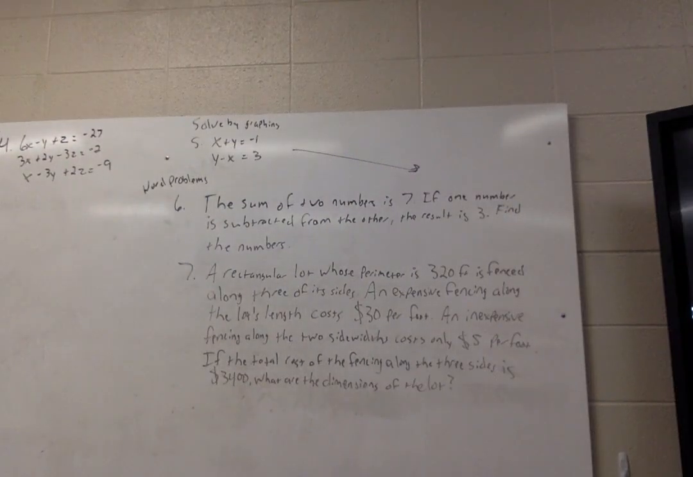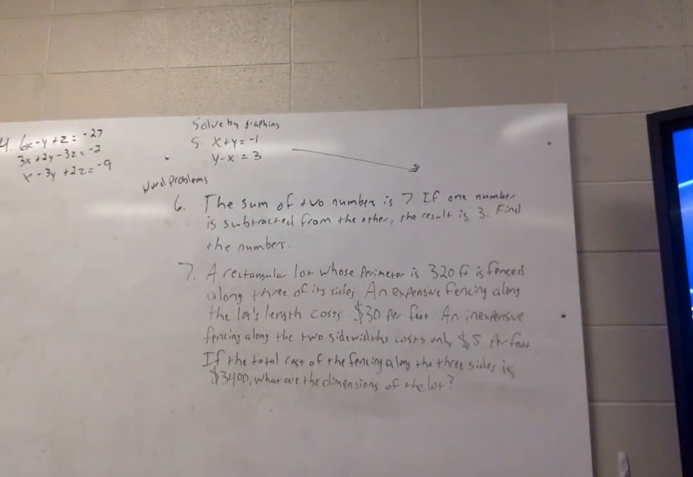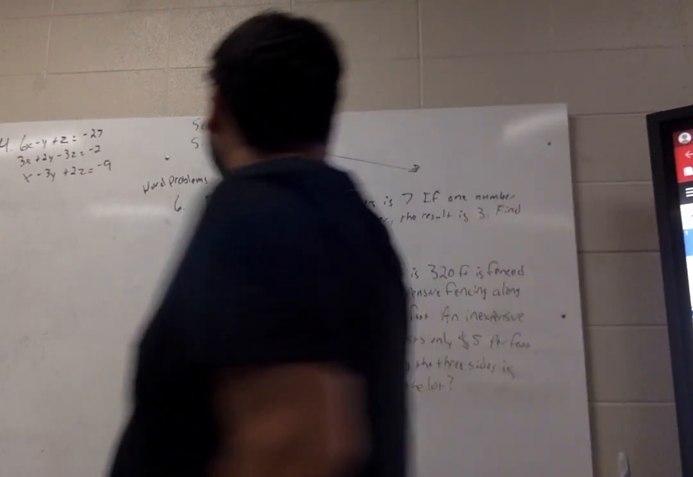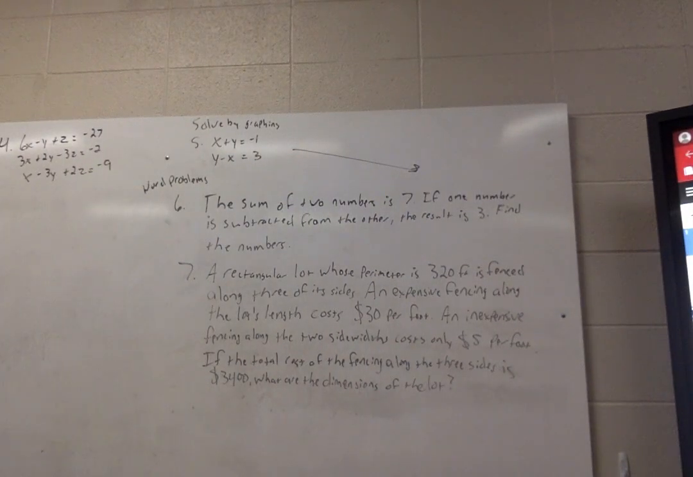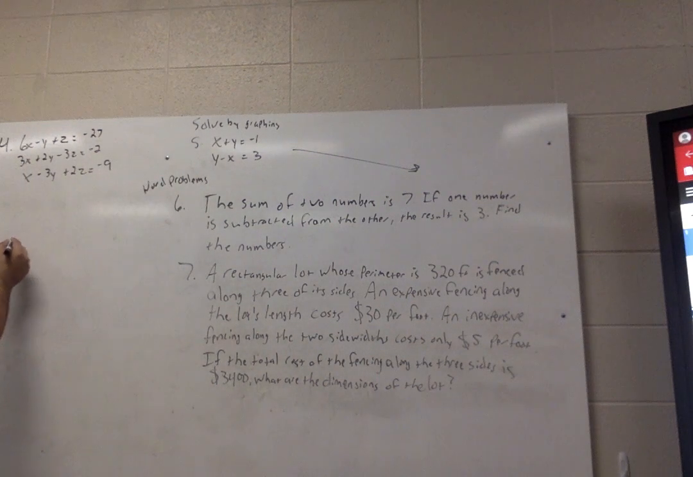Okay? So remember, when we solve by graphing, the best thing that we want to do is put our equations in slope-intercept form. So, let's start here. x plus y equals negative 1. All I really need to do is move the x over. So, I'm going to subtract x on both sides. So, y equals negative x minus 1.